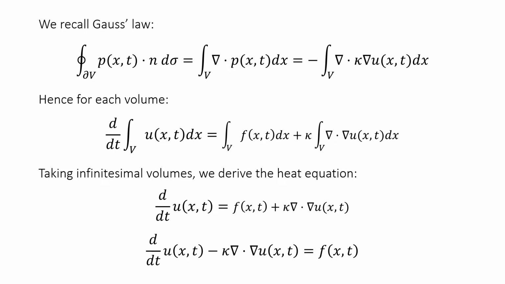Now there are different ways to write down the heat equation, and in the last line you see one popular way of writing it down, where we have got all instances of the unknown function u on the left hand side and all the data, the source term f that is, on the right hand side. d/dt, the time derivative of u(x,t), minus kappa times the divergence times the gradient of u(x,t) equals f(x,t) for all positions x and all times t.